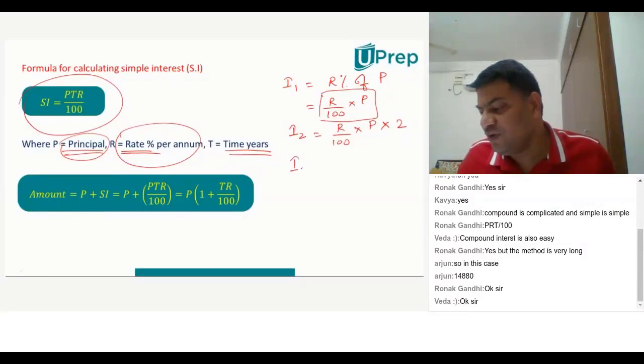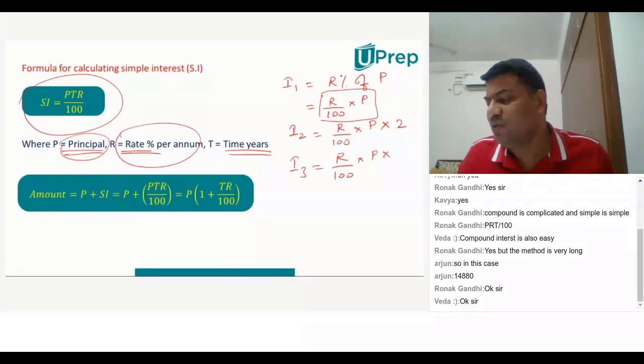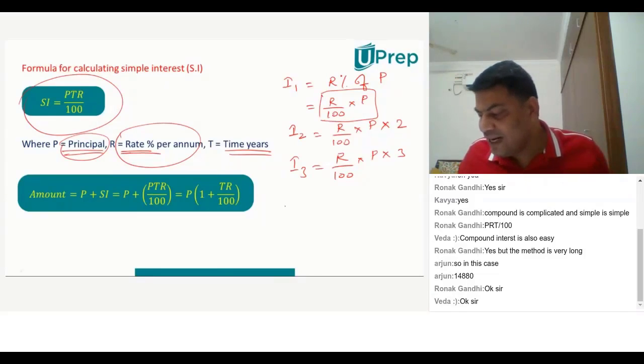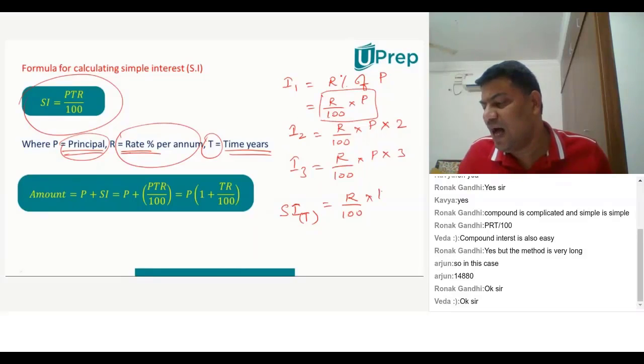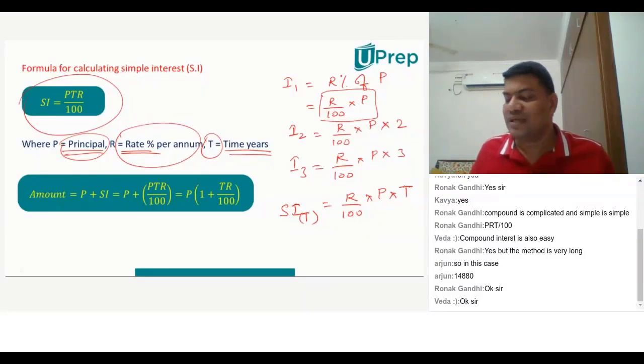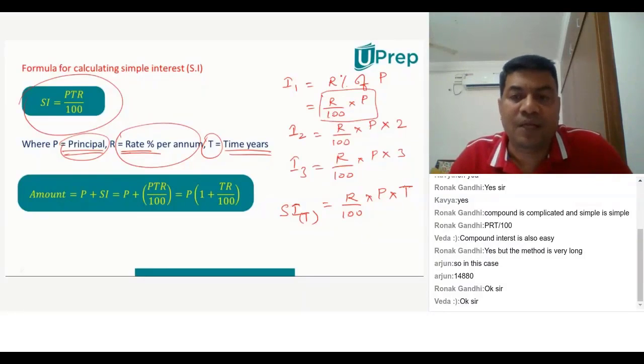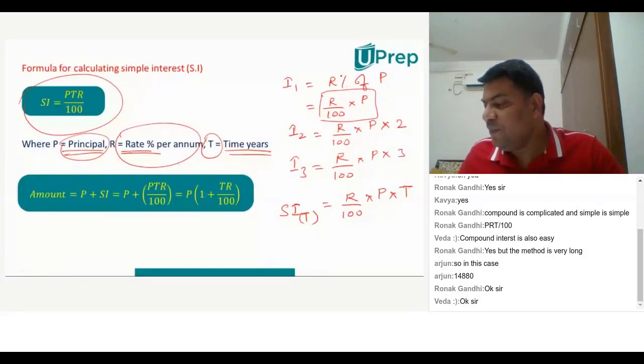Now, interest for 3 years is R by 100 times of P multiplied with 3. So, if I want to calculate simple interest for the number of years, here it is T, simple interest calculated for T years will be nothing but R% of your principal multiplied with the number of years. That is R by 100 times of P into T. That's how this formula, R into P into T by 100, they call PTR by 100.